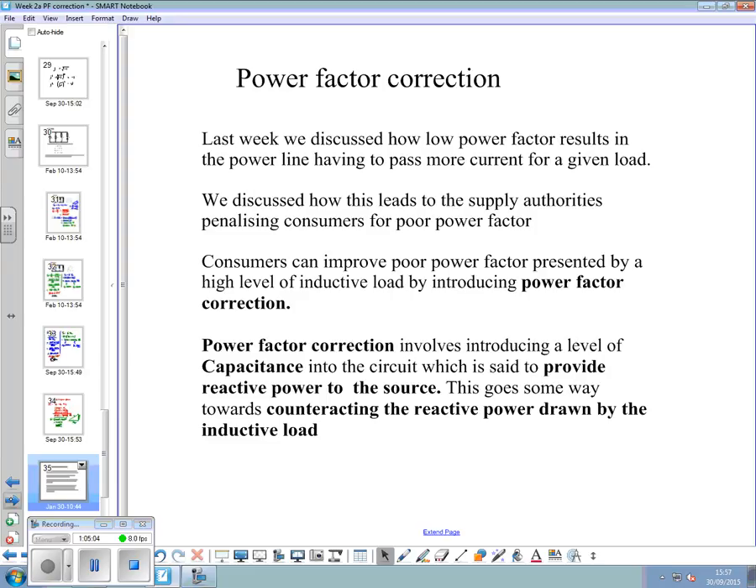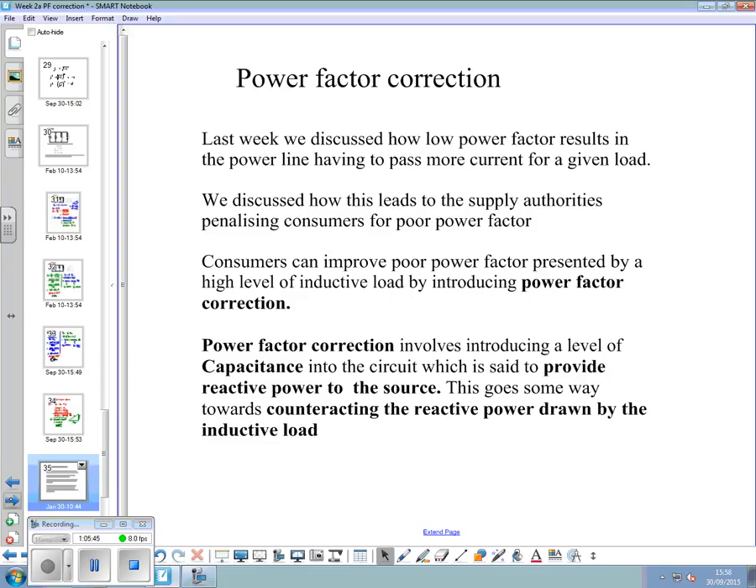Power factor correction. Last week we discussed how low power factor results in a power line having to pass more current for a given load. We discussed how that leads to the supply authorities penalising consumers for poor power factor. Consumers can improve poor power factor presented by a high level of inductive load, because that's where it usually comes from: motors, transformers, lots of coils, high inductive load.